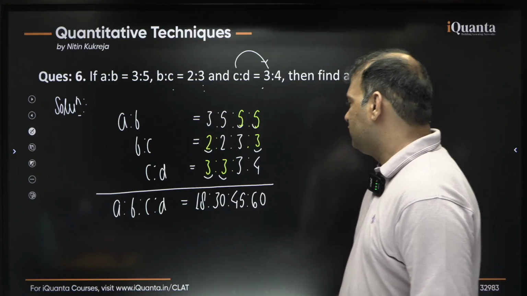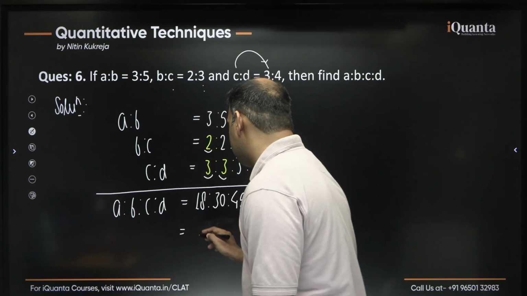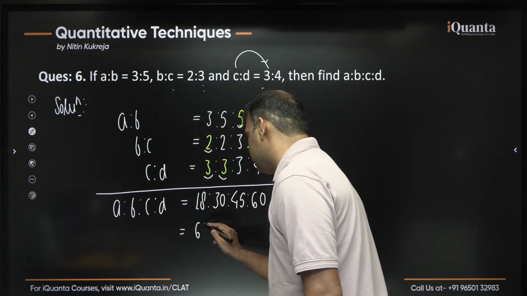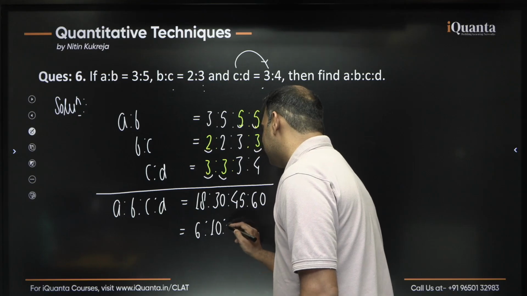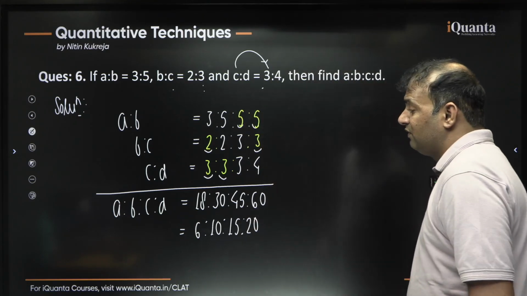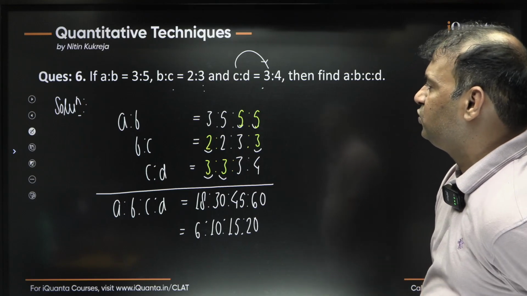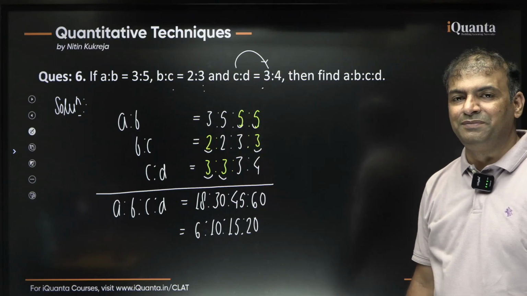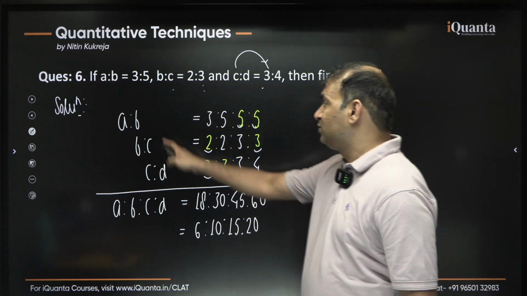So guys, what we can do about the simplest form of this, they all are actually divisible by 3, we can say that. So this is 6, this is 10, this is 15, and this is 20. So this we can say is the ratio of A is to B is to C. If you want, you can cross check as well whether it is justifying the given ratios of A, B, C, D or not. So guys, A is to B is 3 is to 5.